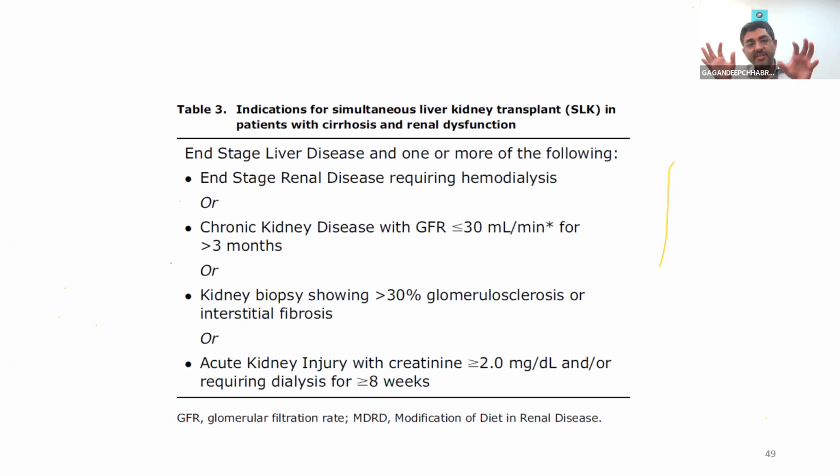This is the second last slide, just to show that in case you require a combined kidney liver transplant, these are the factors we consider: end-stage kidney disease on dialysis, more than 3 months of chronicity, biopsy showing chronicity, and this last factor, which has been modified now and whose duration is still debatable: acute kidney injury with creatinine greater than 2 and requiring dialysis for greater than 8 weeks.